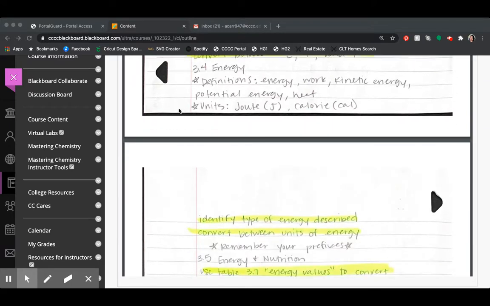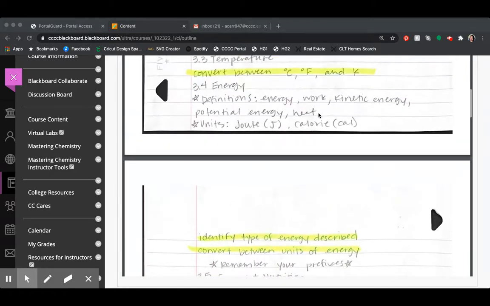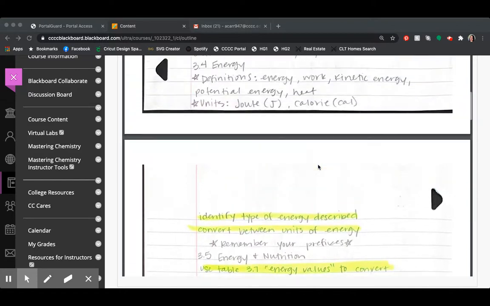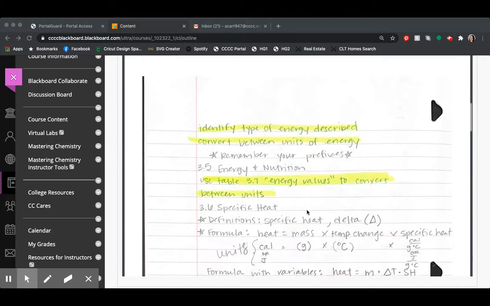Next is energy. You see some words you should be able to define there. And then some new units. There's the joule and the calorie. And for this section, just be able to identify the type of energy described. So you might get questions about, is this kinetic energy or is this potential energy? Or what does work mean? Stuff like that. And then also in this section, you are given some examples and conversion factors for how to convert between the units. And you do need to remember your prefixes there.